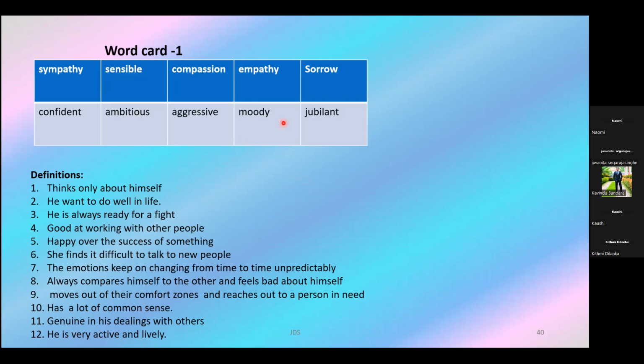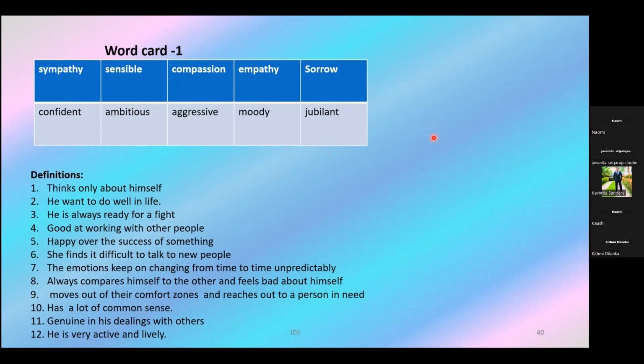So will this person become the bingo? Can he become the bingo? No, he can't. We have several remaining words: sympathy, confident, compassion, sorrow. All those are remaining. So those who have that word card won't become the bingo.